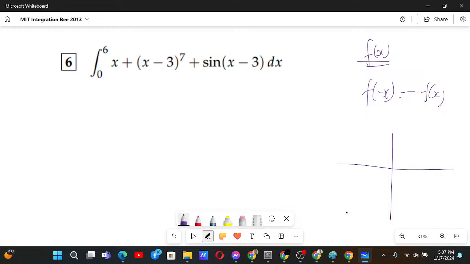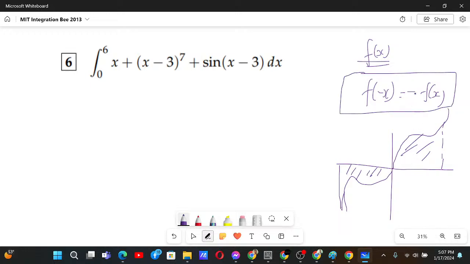Let's say if it goes something like this, then it will go something like this. It's symmetric about the origin, such that this area will be equal to this area. So these two areas will be equal if this is an odd function and it satisfies f of minus x equals minus f of x.